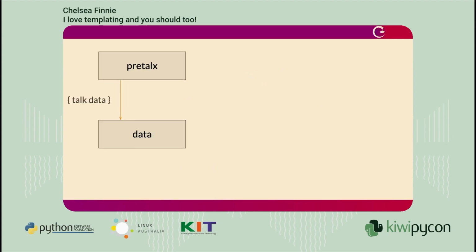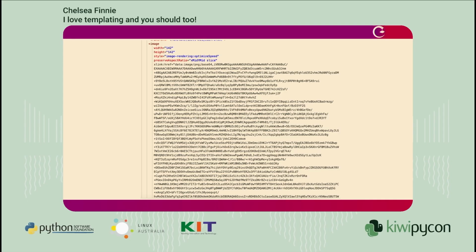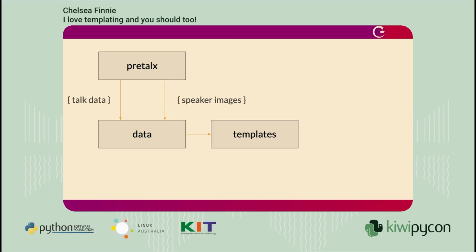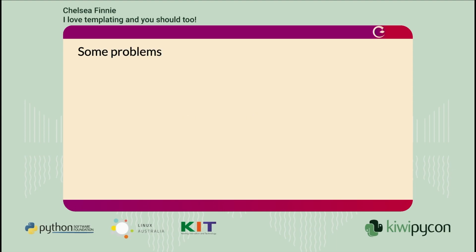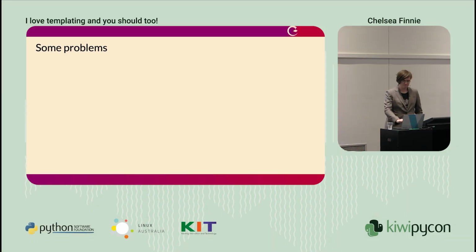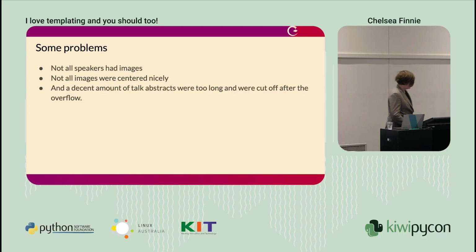So I grabbed the talks data from pre-talks as well as speaker images. You can embed images in an SVG with base64 encoding, so I did that. Put that into templates, and well, we have pretty things. So, all good, right? Well, we had a bunch of problems. Not all speakers had images. We had some centering issues and alignment problems. And also, some abstracts were just really long and just fell out of the template itself.